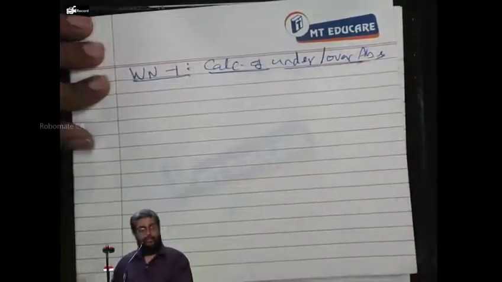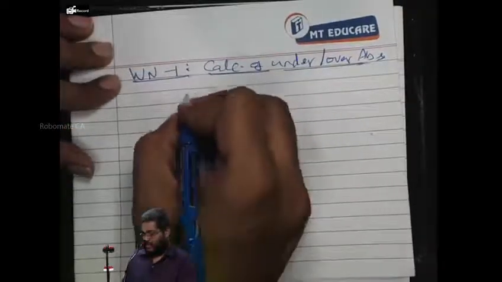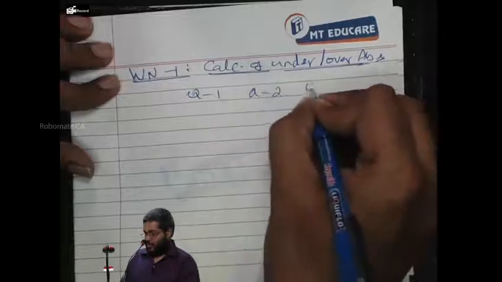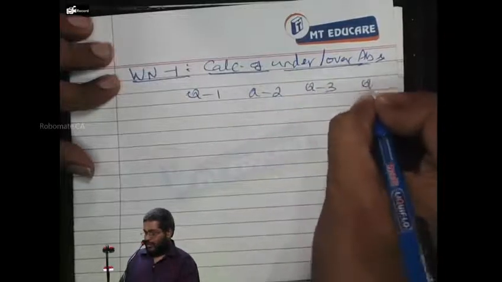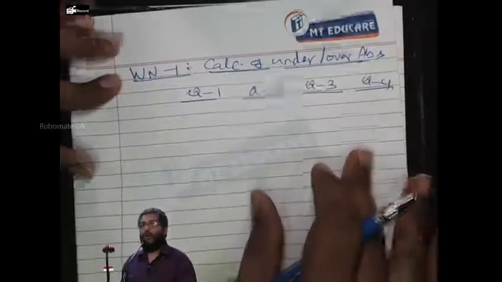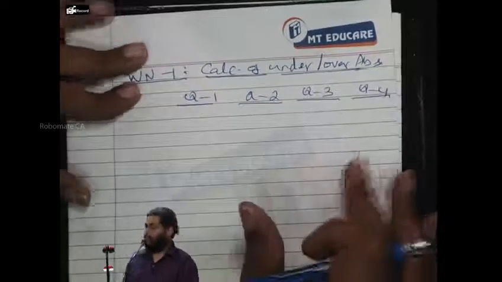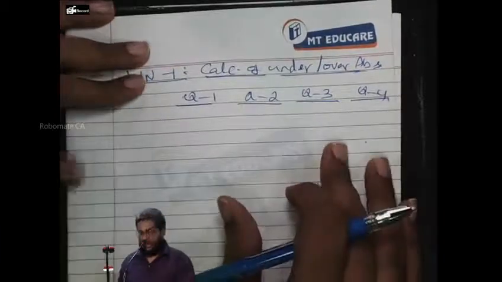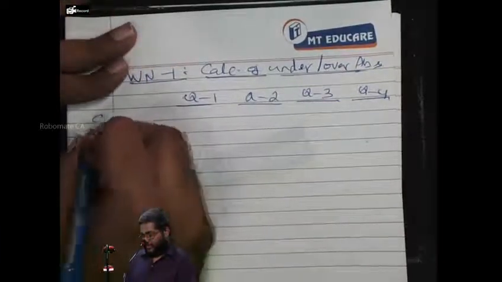Have the 4 columns: particulars, quarter 1, quarter 2, quarter 3 and quarter 4.